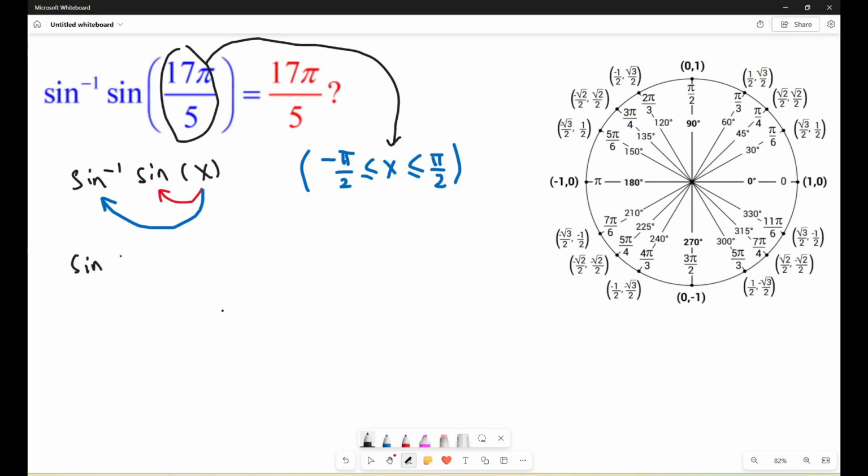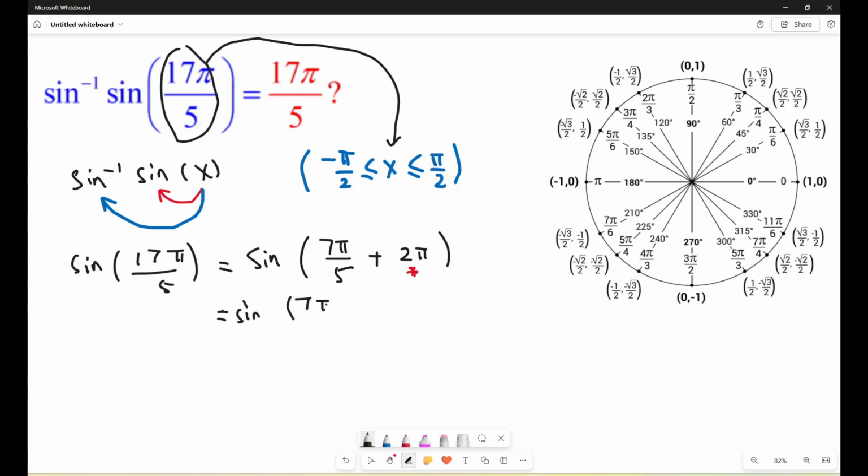We have sine of 17 pi over 5. We can take advantage of the period of the sine function, which is 2 pi. So we need to write 17 pi over 5 in terms of 2 pi. How many times does 5 go into 17 pi? It's going to be 2 times, so we have 2 pi right here. When 17 pi is divided by 5, we get 2 pi and the remainder is 7. So we have 7 pi over 5 plus 2 pi. Because the sine function is periodic with period 2 pi, we just ignore that part, so this turns out to be sine of 7 pi over 5.